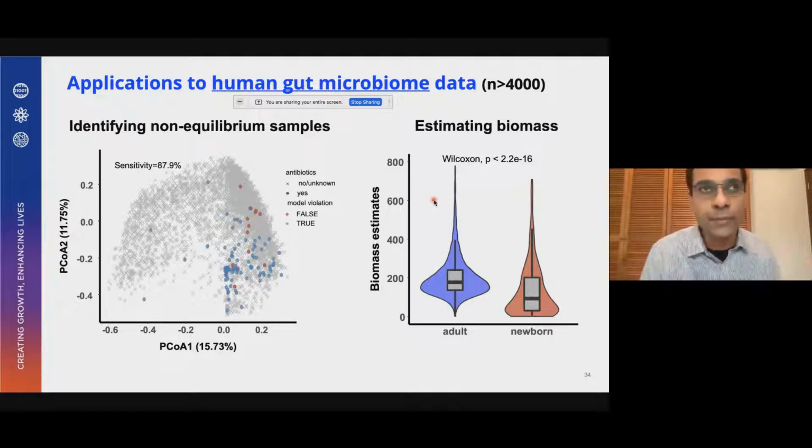We can estimate a biomass, as I had mentioned earlier. And we don't have a truth set which is super precise here, but we can at least see if adults have a higher biomass than newborns, and that indeed is the case. In fact, even the ratios are in the right ballpark of what we know of adult and newborn gut microbiomes.